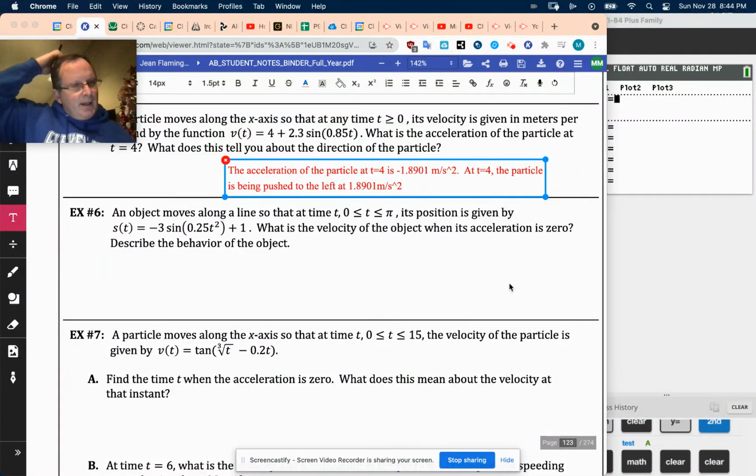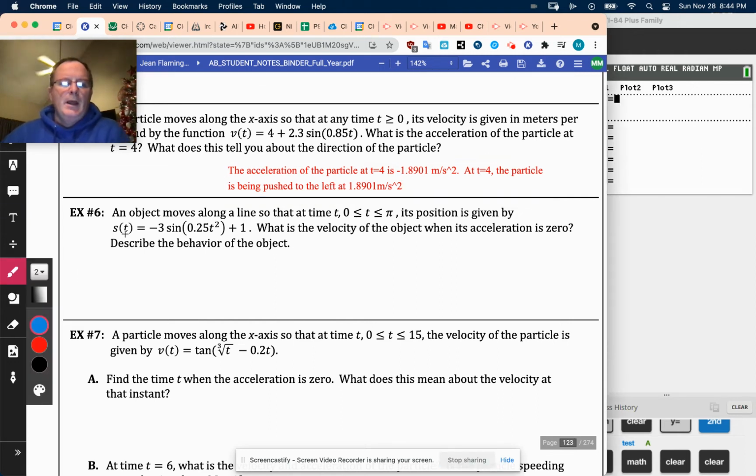Okay, example 6. It gives us the position function and asks us what the velocity would be when the acceleration is 0. I'm thinking we need to do a little bit of this by hand. All right, so we can take these derivatives. So I want to go ahead and do that.